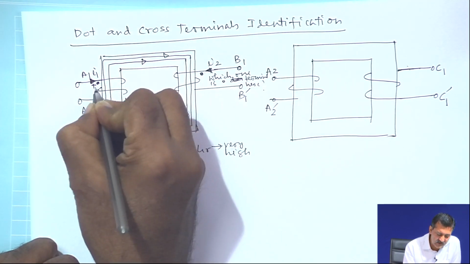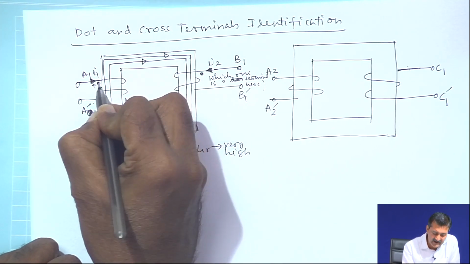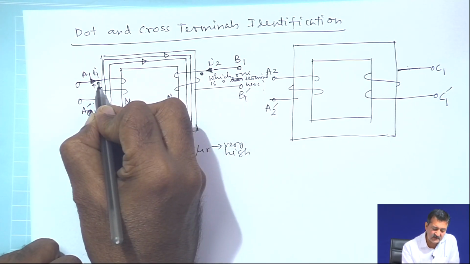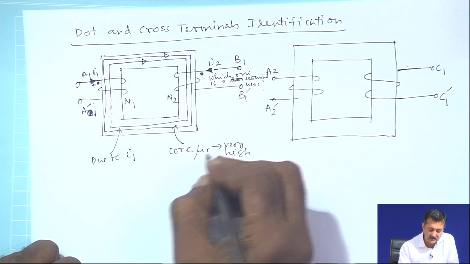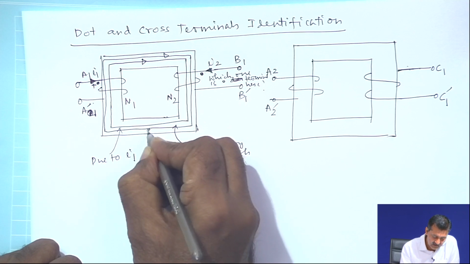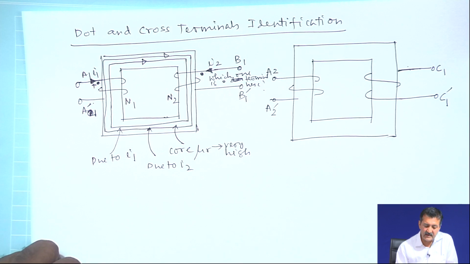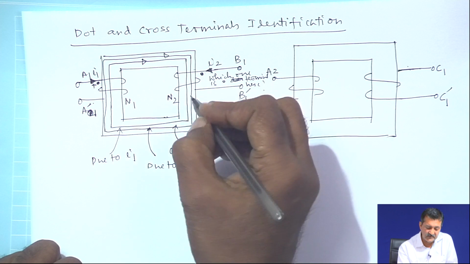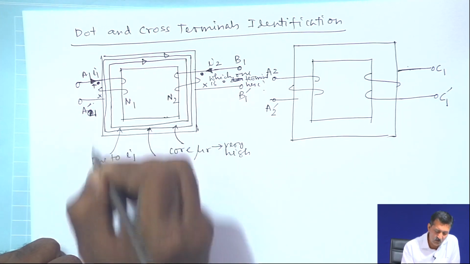I could have started by naming this as cross, there was no problem; if I had defined it as cross, I would have defined it as cross. Since I have written here as dot, I should write here as dot. So, if the flux lines due to I1 and due to I2 are in the same direction, then I put the dot there, and if this is dot, then I will call this as cross.